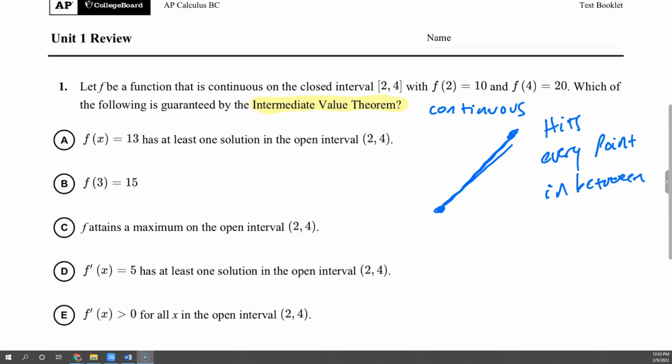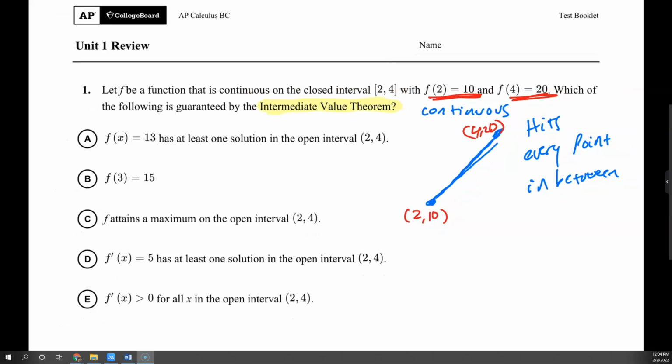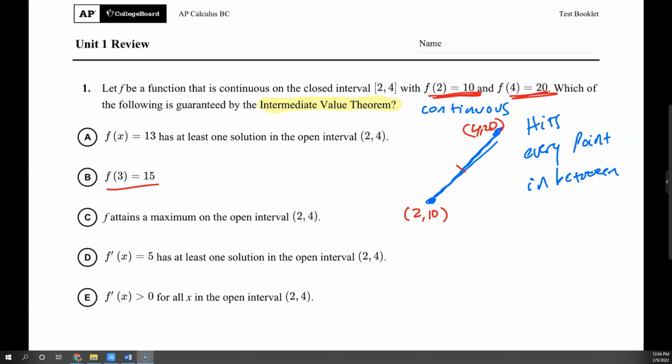Okay. I like to visualize this stuff. So, f of 2 equals 10. That's the point (2, 10). f of 4 equals 20. That's the point (4, 20). Hey, 420. Thank you, Chase. Okay. The intermediate value theorem, let's see. Does it say f of 3 has to be 15? No, it doesn't say it has to be exactly in between.